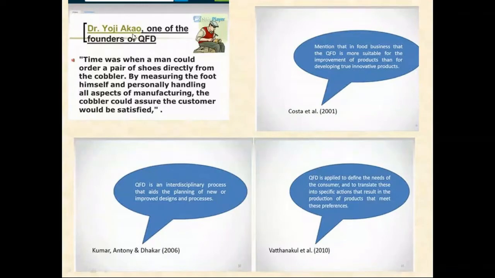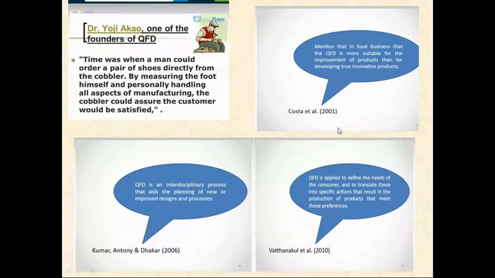According to him, when a man could get a pair of shoes directly from the cobbler, he can increase the quality by measuring the foot himself and personally handling all the aspects of manufacturing. Whatever the aspects of manufacturing means, the dimensions, the shape, the processes that are required, can be handled by the cobbler himself. That means we are directly trying to satisfy the customer by being in direct contact with the customer. This is what he found out initially, and that was started in the 1960s. He tried to introduce this QFD.